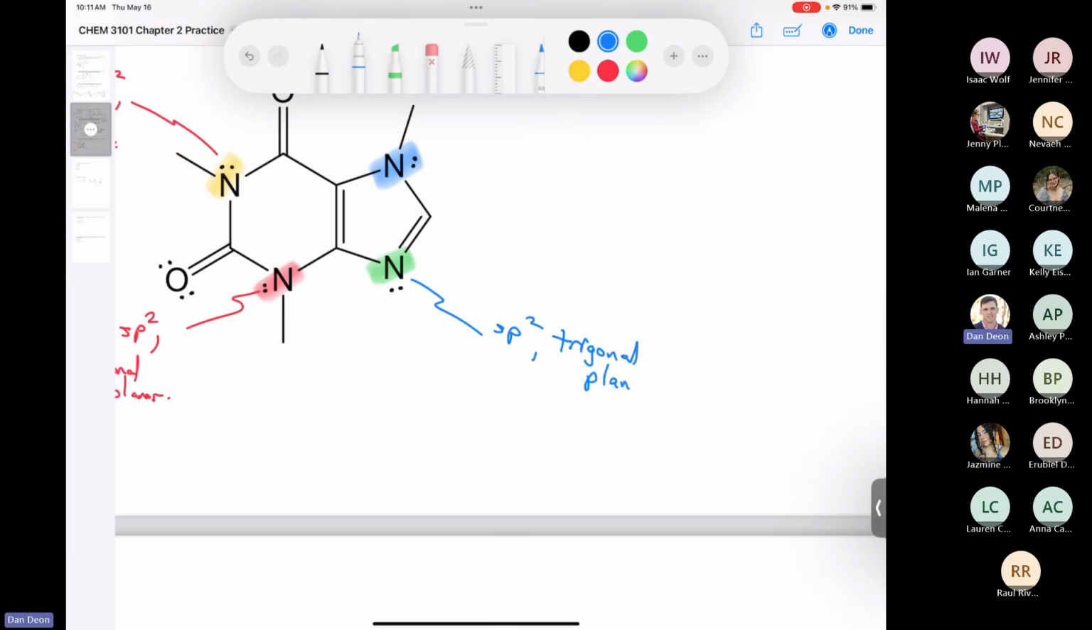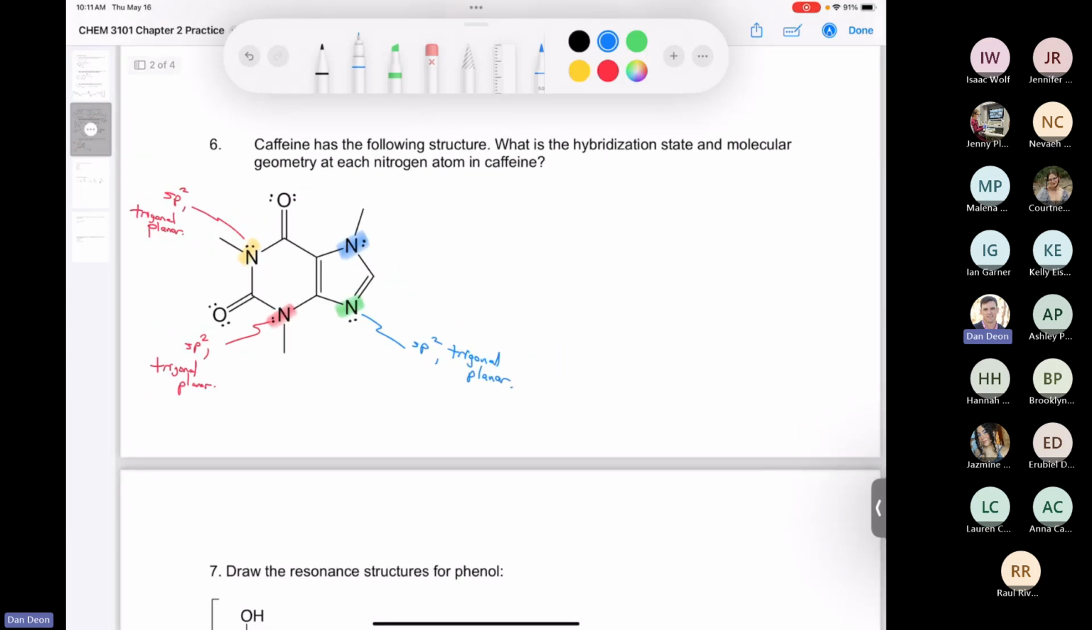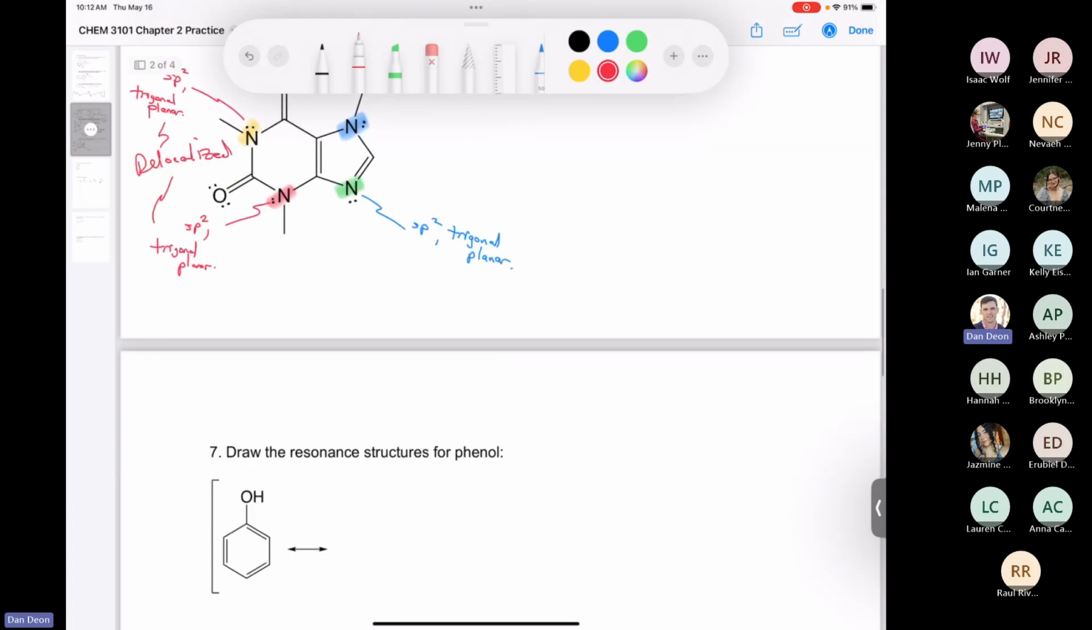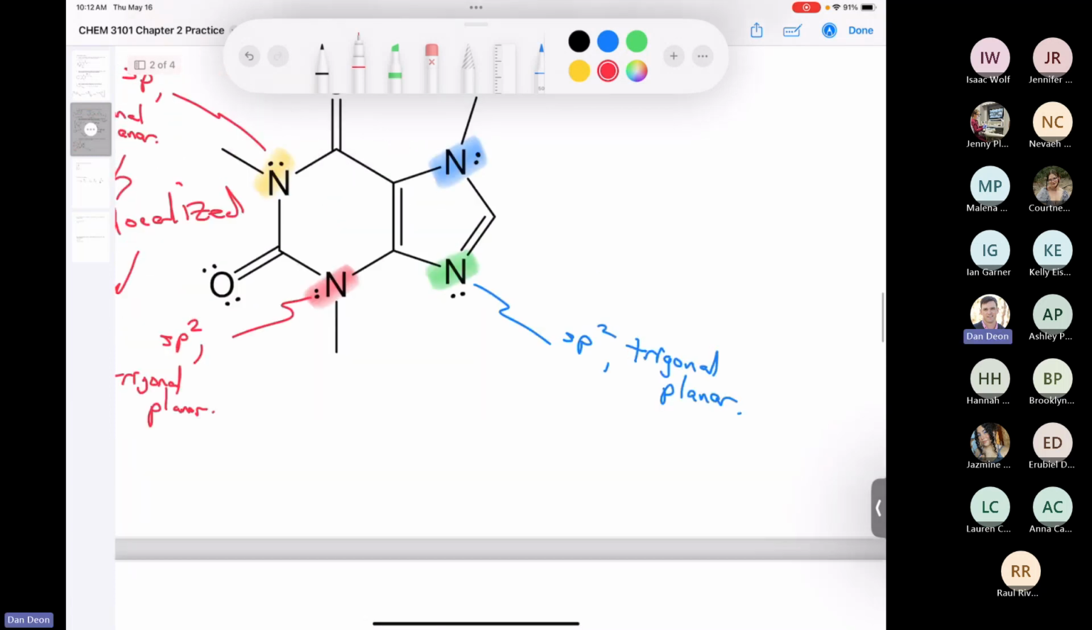But I think what I'm neglecting to do here is write whether they're localized or delocalized. For the 2 in red, we're going to write both of these. So we'll say this one and this one are delocalized, because those lone pairs can participate in resonance. The one in green cannot participate in resonance, so we'll put here localized.